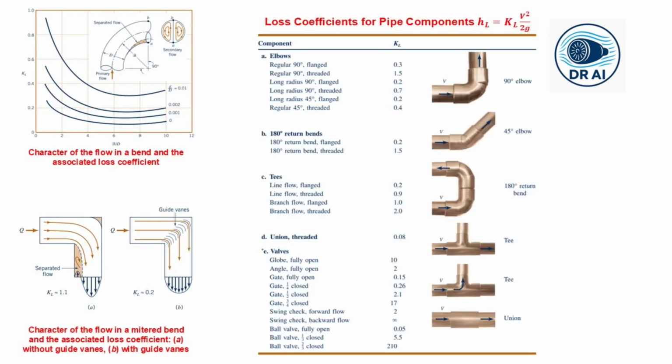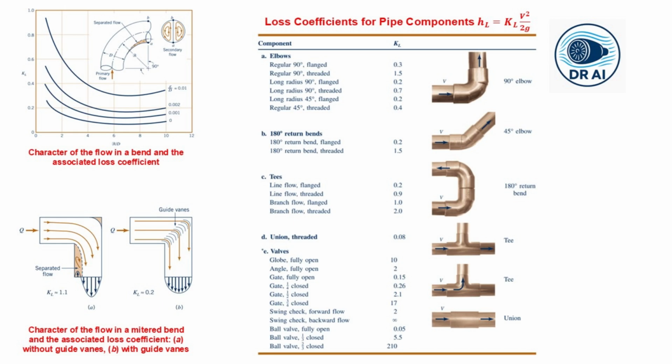Now, for bends and fittings, these two figures represent the losses in the bends. A smooth 90-degree bend has losses due to secondary flows and separation. A sharp mitered bend has a much higher loss, which can be reduced by adding guiding vanes.